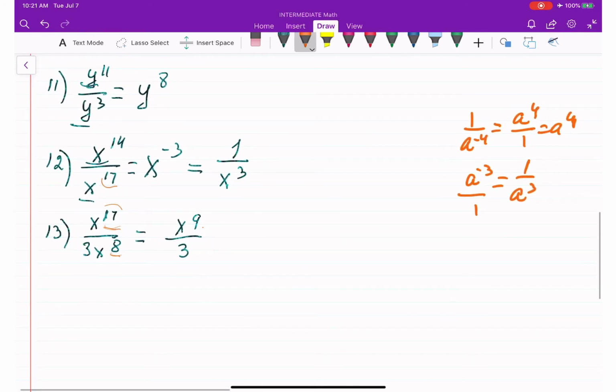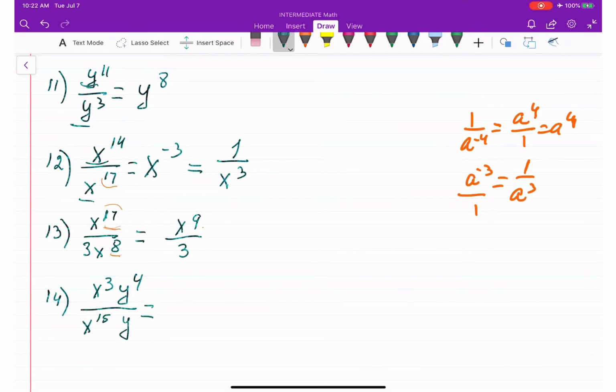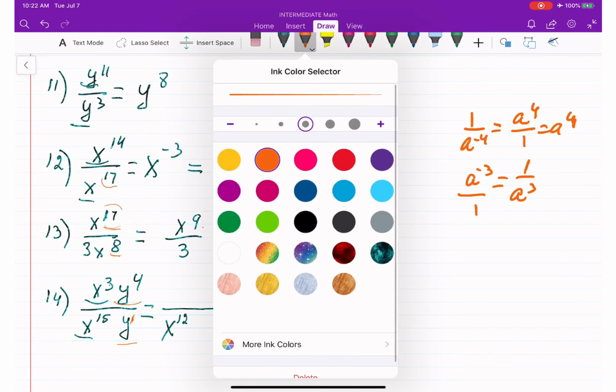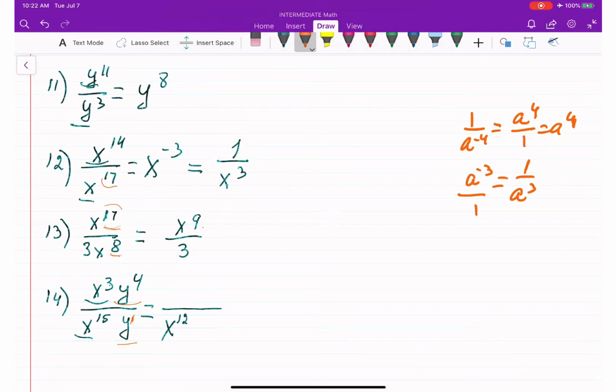All right, another one. Let me do another one. Let's say if I put x to 3, y to 4 over x to 15 and y, what are we going to get here? These two are same base, so we are going to do it together. Divide. So 3 minus 15, it's going to be negative 12, or 15 minus 3, it's going to be 12, because we have it in denominator, so 12 comes to denominator. But here in this y case, y to 4 and y, so it's going to be 4 minus 1, it's going to be y to power 3. Okay?